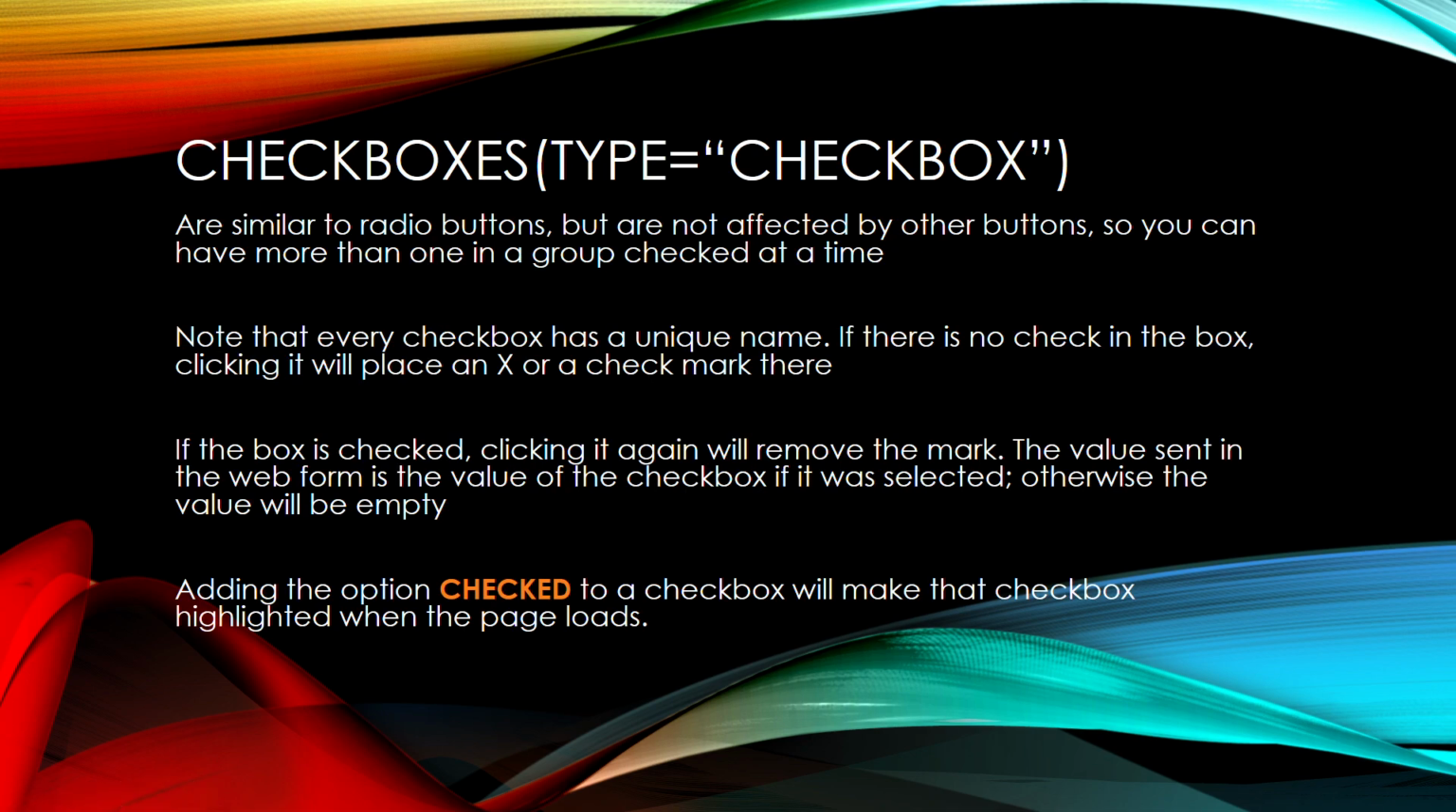Checkboxes, type equals checkbox, are similar to radio buttons but are not affected by other buttons, so you can have more than one in a group checked at a time. Note that every checkbox has a unique name. If a checkbox is empty, clicking it will place an X or check mark in it. If the box is checked, clicking it again will remove the mark. The value sent in the web form is the value of the checkbox if it was selected, otherwise the value will be empty. Adding the option checked to a checkbox will make the checkbox highlighted when the page loads.